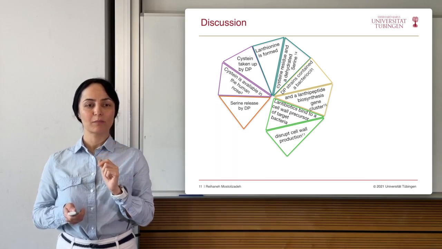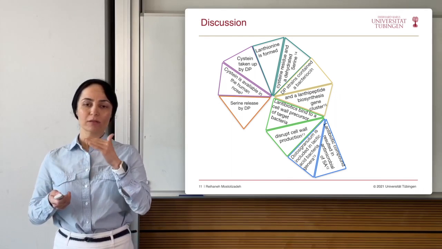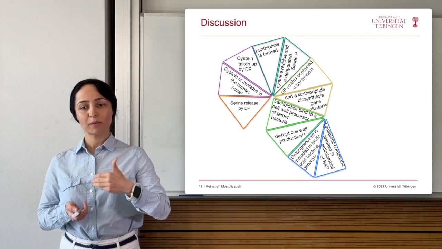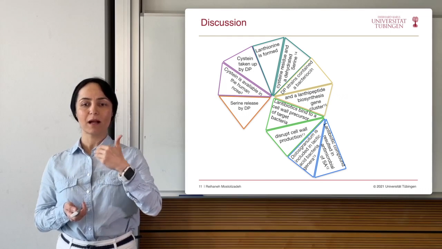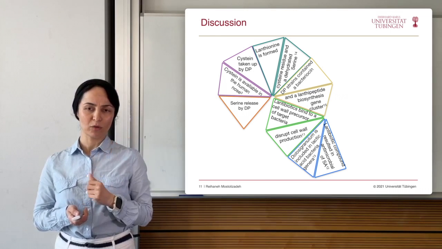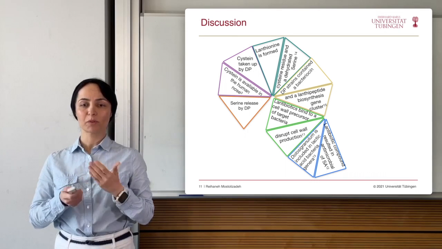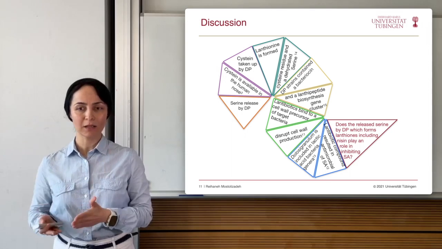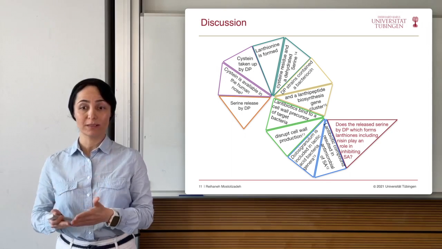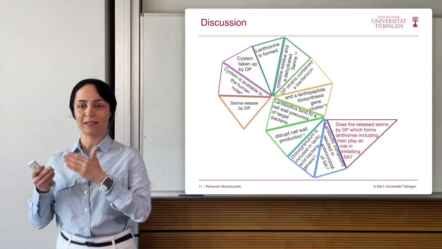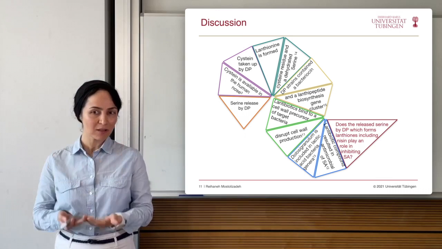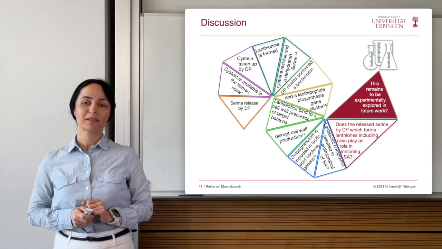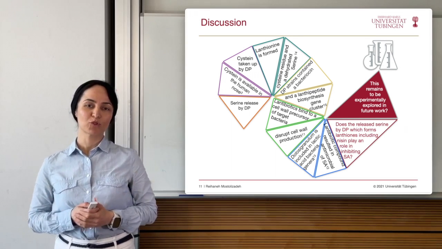the cell wall production. On the other side, Dolosigranulum is included in the lactic acid bacteria. The lantibiotic component resulted in antibacterial activity against Staphylococcus. All this together brought us to this question: does the release by Dolosigranulum, which forms lanthionines, including nisin, play a role in inhibiting Staphylococcus? This remains to be experimentally explored in future work.